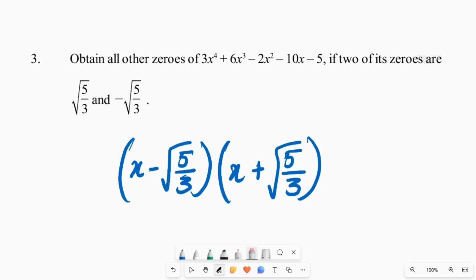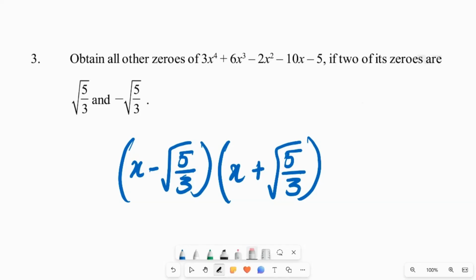Today we have the third question of exercise 3.4. We need to obtain all the other zeros of this polynomial 3x power 4 plus 6x cube minus 2x square minus 10x minus 5 if two of its zeros are root 5 by 3 and minus root 5 by 3.